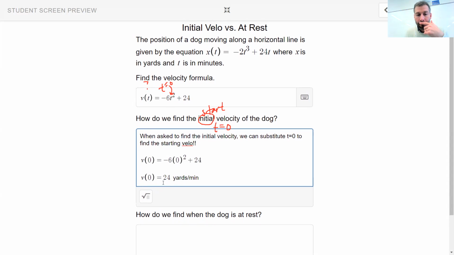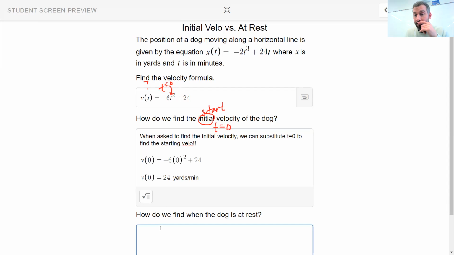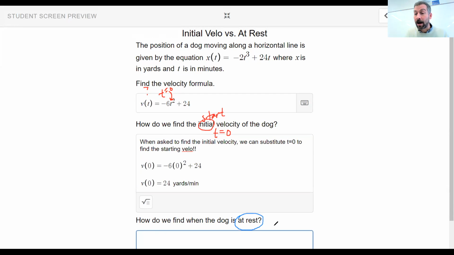Okay. Now, how do we find when the dog is at rest? These words are playing with our brain. We have to figure out how we get this information from the information that we have. Dog is at rest. What does it mean when a dog is at rest? It's not moving. How fast is it when it's not moving, when it's at rest? We have to know that when they're talking about at rest, they're talking about 0, in this case yards per minute. No velocity, right? 0 velocity, no movement. So how do we figure that out? How do we figure out, given this, when the dog will not be moving?